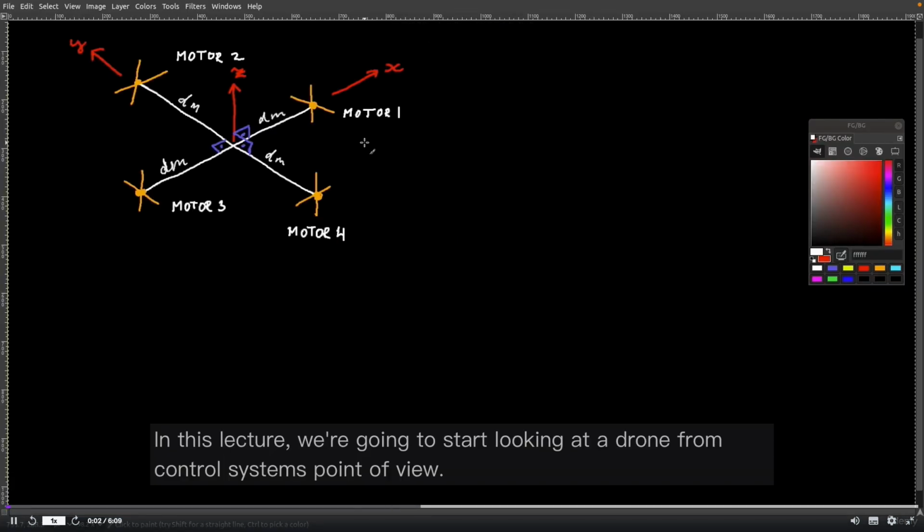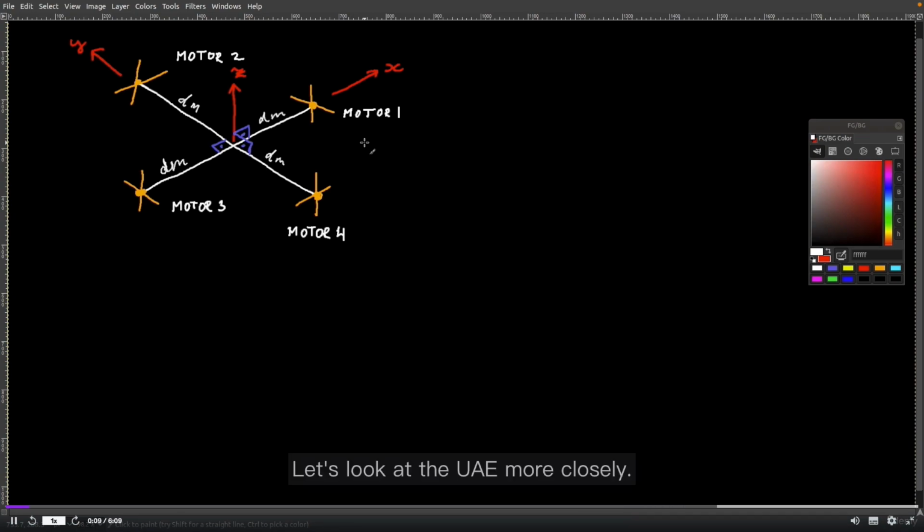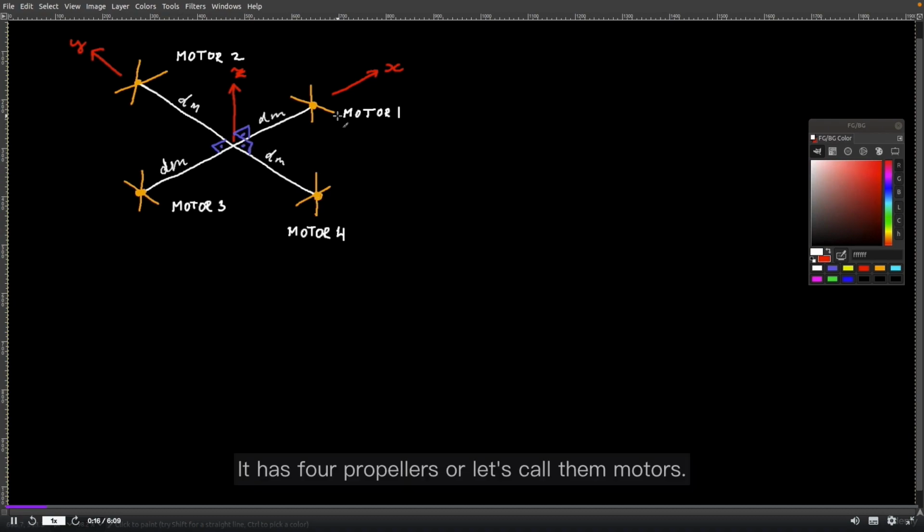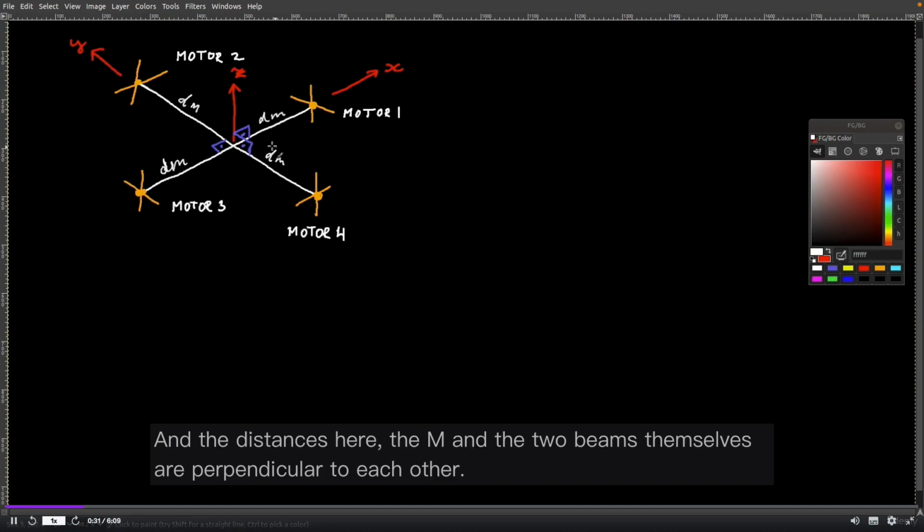Welcome back. In this lecture, we're going to start looking at a drone from a control system's point of view. Let's look at the UAV more closely. This is a typical quadcopter. It has 4 propellers, or let's call them motors. They are located on the edges of their respective beams, and all of them are at an equal distance from the center, and the distance is here, dm. And the 2 beams themselves are perpendicular to each other.